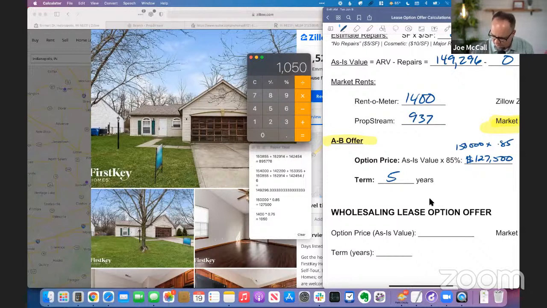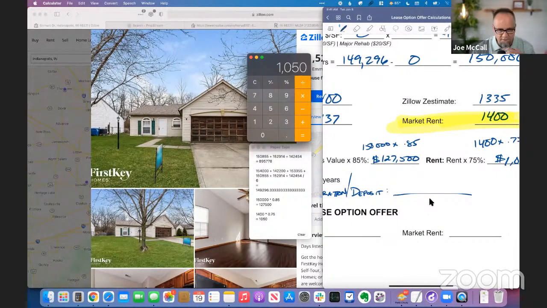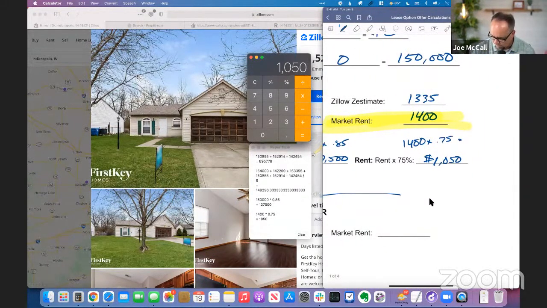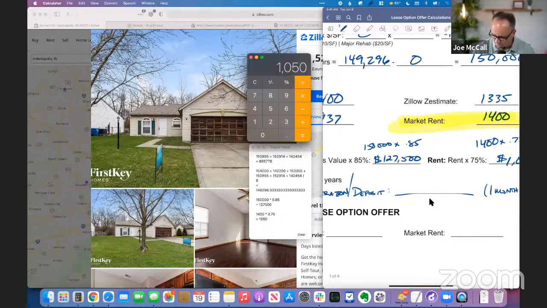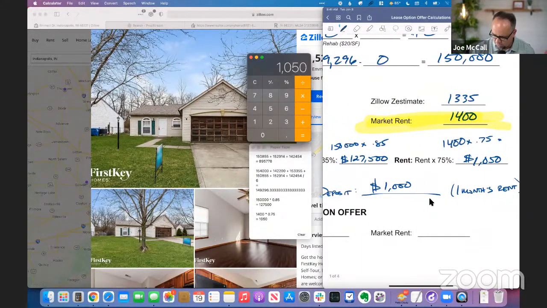5 years. Now, there's one thing I forgot to put in here that's important to understand: you also need to offer the option consideration, or the option deposit. Typically what I like to do is offer one month's rent. So I will offer $1,000. Or, the market rent, they're thinking they're going to get $1,400 to $1,500 a month for it. I might offer them $1,500.